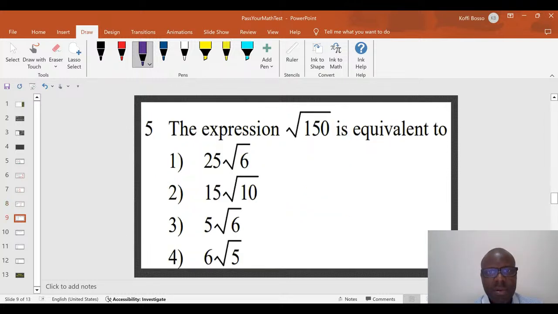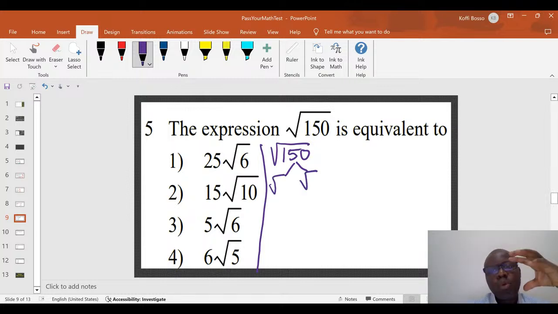Let's see this one. Perfect. The expression square root of 150 is equivalent to... Okay, this question I will solve in 2 different ways. The first way is that, having square root of 150, we're going to break it down as 2 numbers where one will be a perfect square.